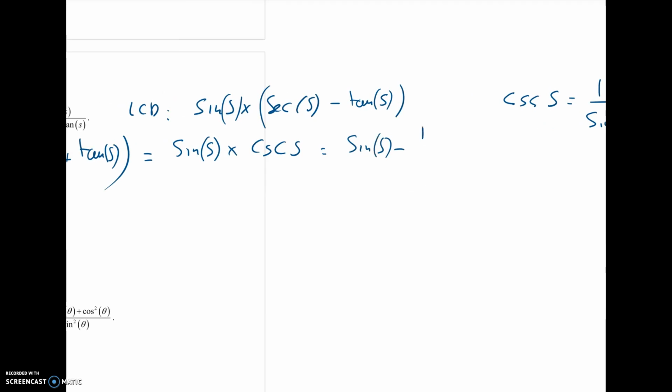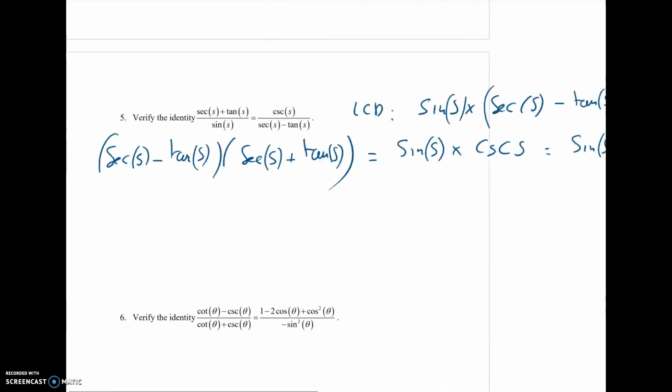Therefore, sine s multiplied by 1 over sine of the angle s is equal to 1. So if I'm able to prove that the left side of this equation right here is equal to 1, I will be able to prove that we have verified the identity.